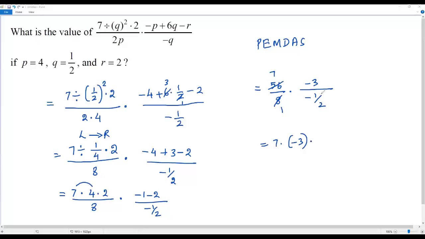When I change the division to multiplication, I have to take the reciprocal of this negative 1 over 2. So it will become just negative 2, because the negative sign is here, and the reciprocal of 1 over 2 is just 2. Okay, here 7 times, and negative times negative will become positive, and 3 times 2 is 6. Finally, 7 times 6 is 42. That is the value of the given expression: 42.